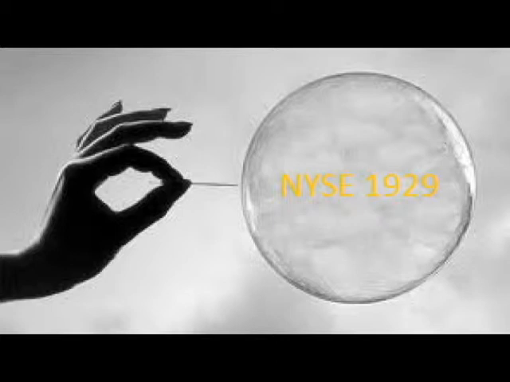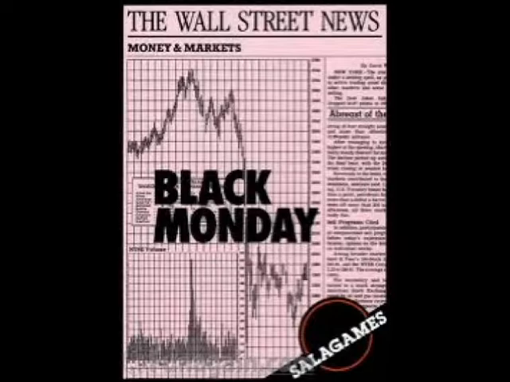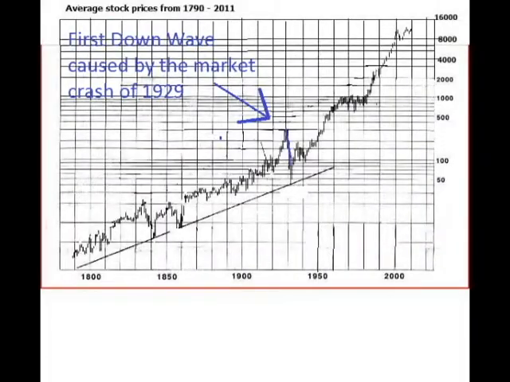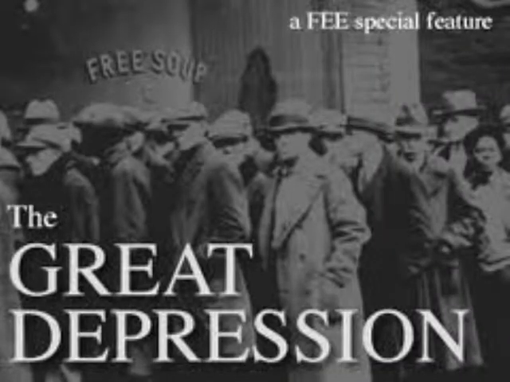The euphoria of the roaring 20s was soon over on October 28, 1929, also known as Black Monday, which started a decline in the market, and by 1932 the stock market had lost 89% of its value. This was the first down wave in the corrective pattern that signaled that the United States economy entered into the second economic phase of winter, also known as the Great Depression.